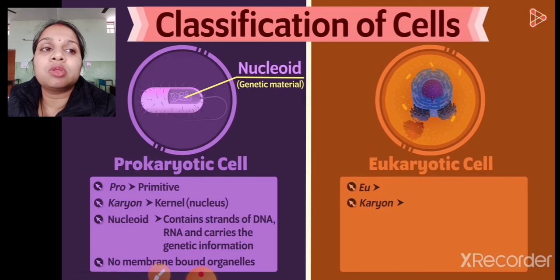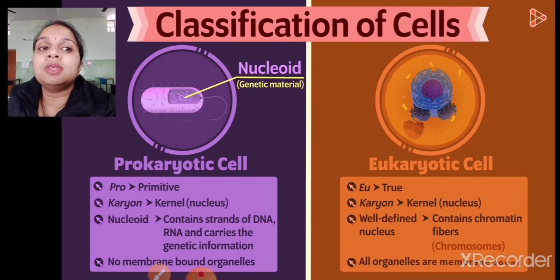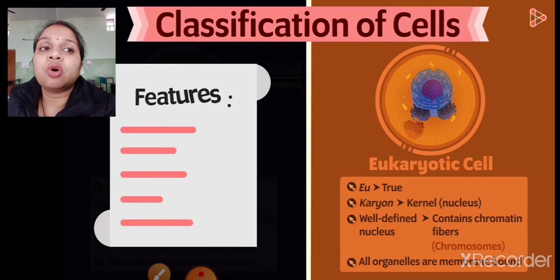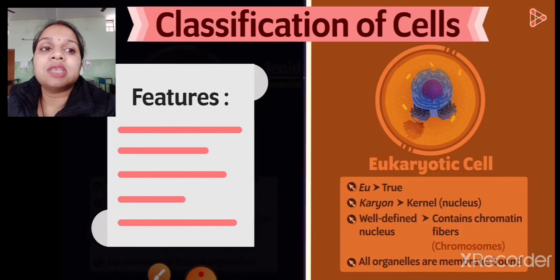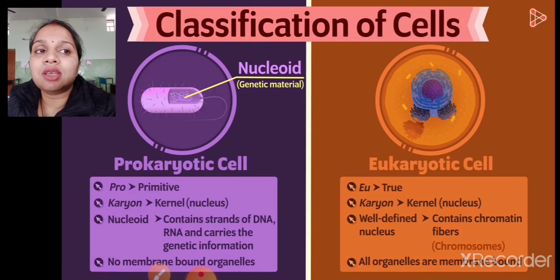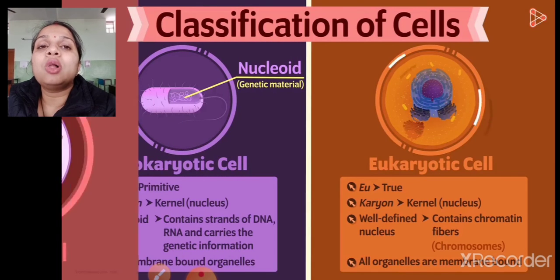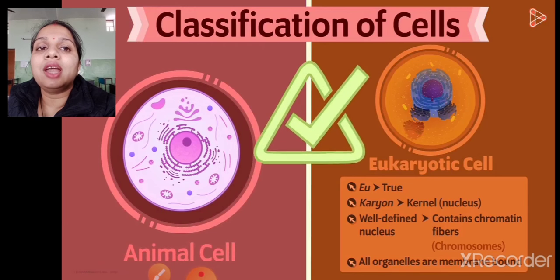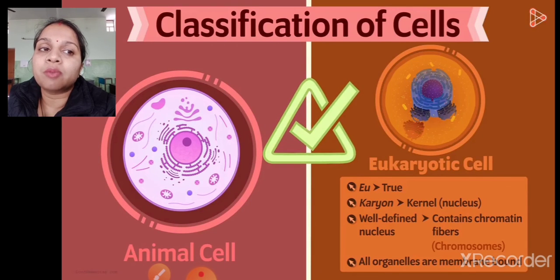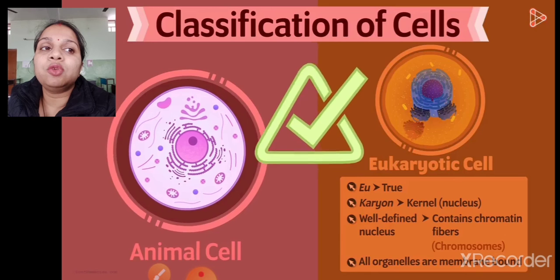Now we discuss the eukaryotic cell. Eu means true and karyon means nucleus, so a cell with a true nucleus comes under the eukaryotic cell. A well defined nucleus is present in the eukaryotic cell, and all the organelles are well defined and membrane bounded too. So these are the characteristics of the eukaryotic cell.